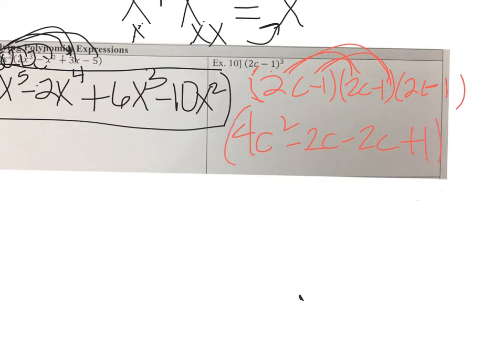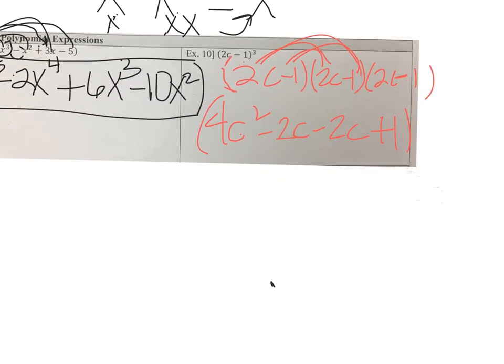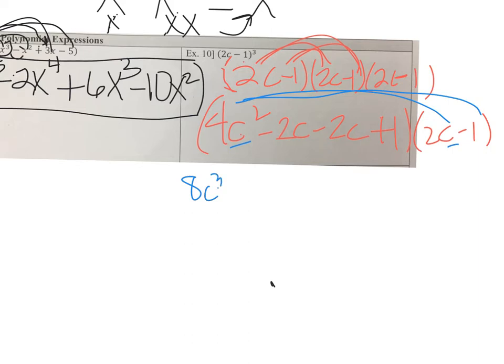But I still have to multiply by 2c minus 1. Got a lot going on there. All right, so this goes to both of these. 4 times 2 is 8. c squared times c is c cubed, because we're adding the exponents. 4 times negative 1 is negative 4, and I still have some c's from here, so c squared.